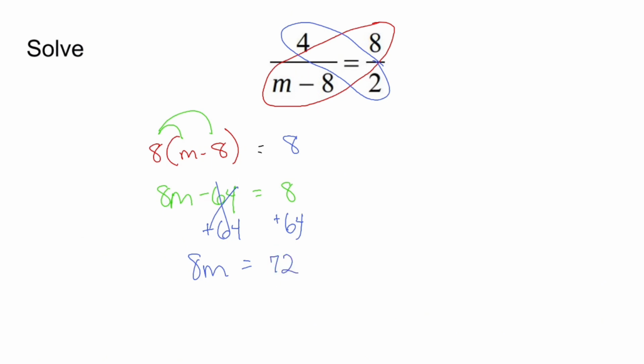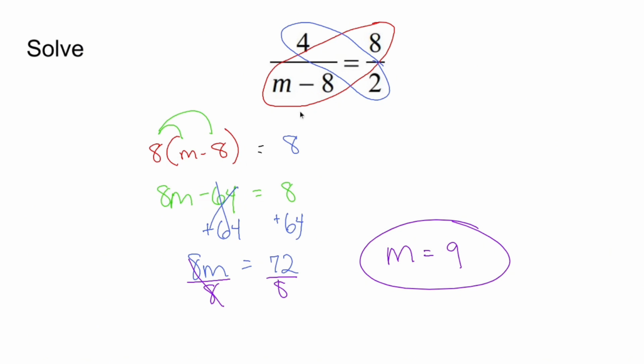Is m all by itself? No. 8 is in the way, and since 8 is being multiplied to m, you divide by 8, and m is going to equal 9. And there you go. That's how you do proportions.